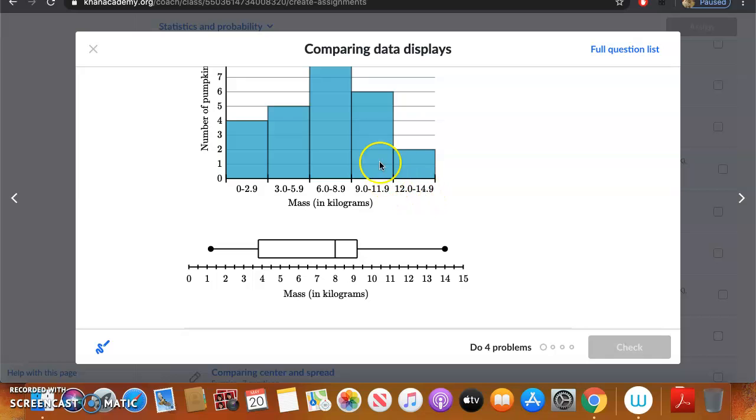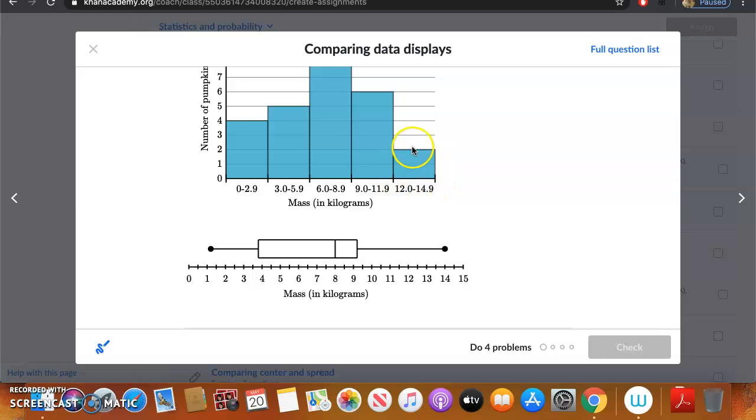However, the histogram gives us this bin, or this bucket, and it says that there are two pumpkins that are in the range of 12.0 to 14.9 kilograms. But we don't know exactly whether it's 12 or 14.9. It could be somewhere in there. So this bin tells us that these two pumpkins are somewhere between 12 and 14.9.